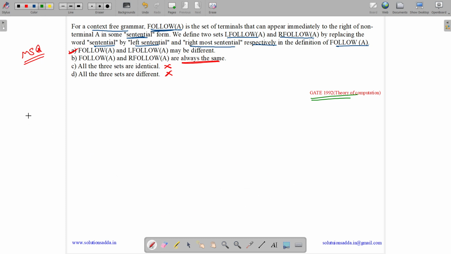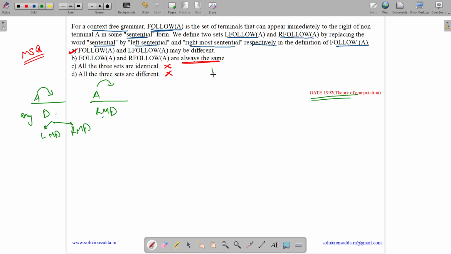Okay, so what is follow of A? In follow of A, we will get all the terminals which appear to the immediate right of A in some sentential form. What is R follow of A? In here we do the rightmost derivation, there we do any derivation. All the terminals which appear to the immediate right of A in the right sentential form are called R follow of A. Now see, since a right sentential form is also a sentential form, it's just that a derivation can be a leftmost derivation or a rightmost derivation. Thus, rightmost derivation is also a derivation.